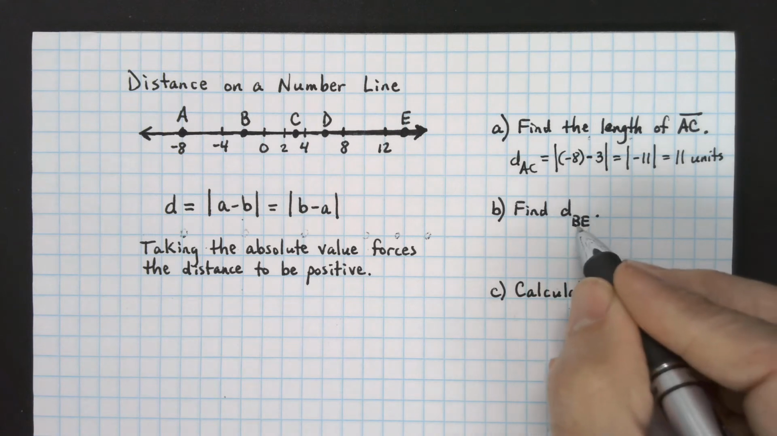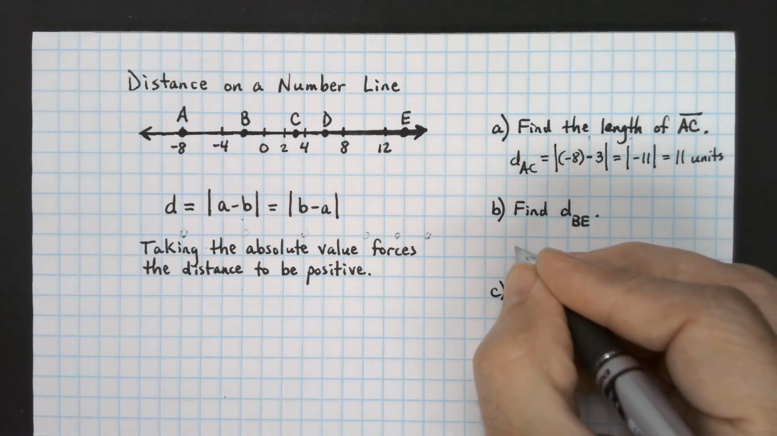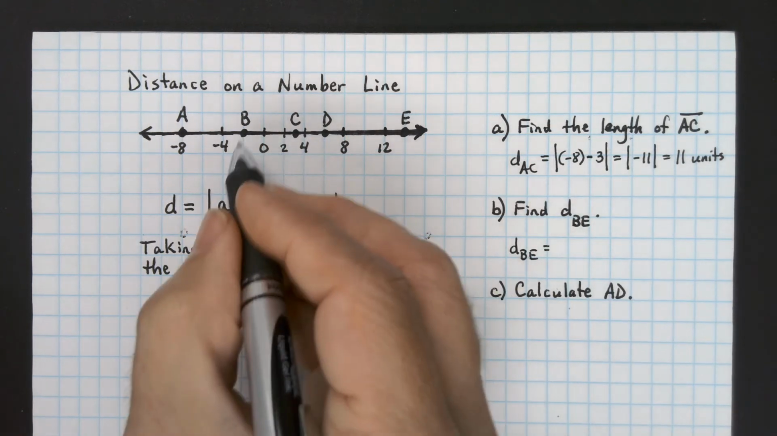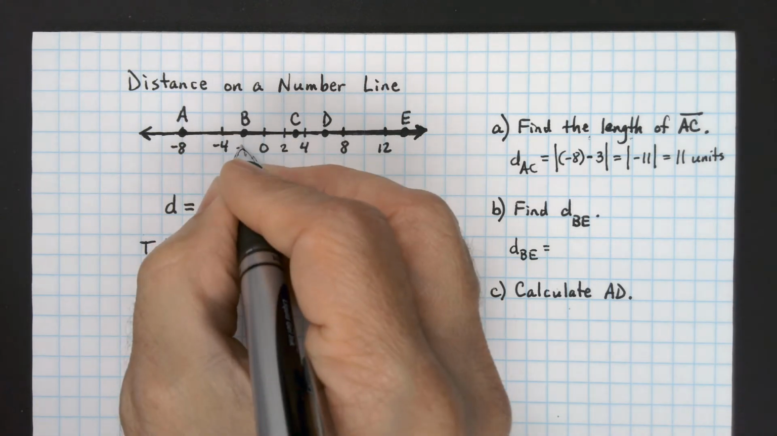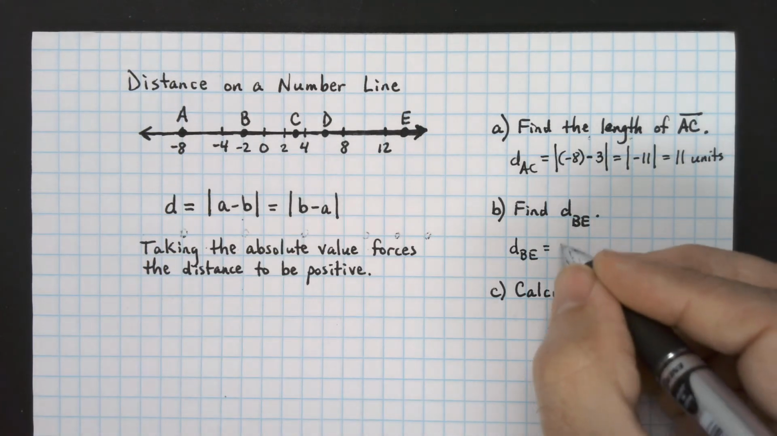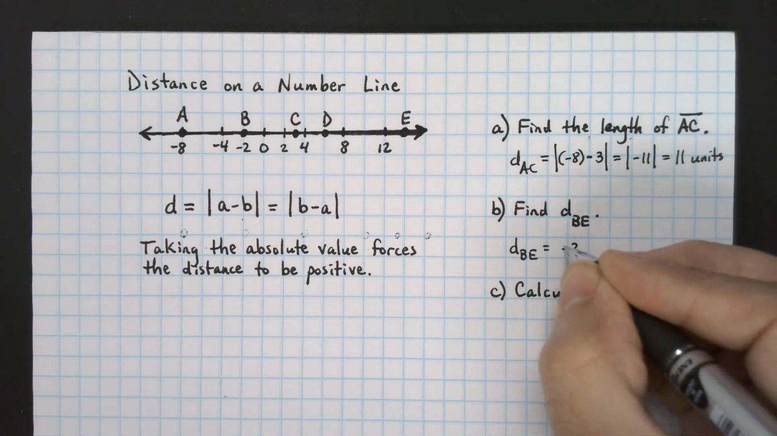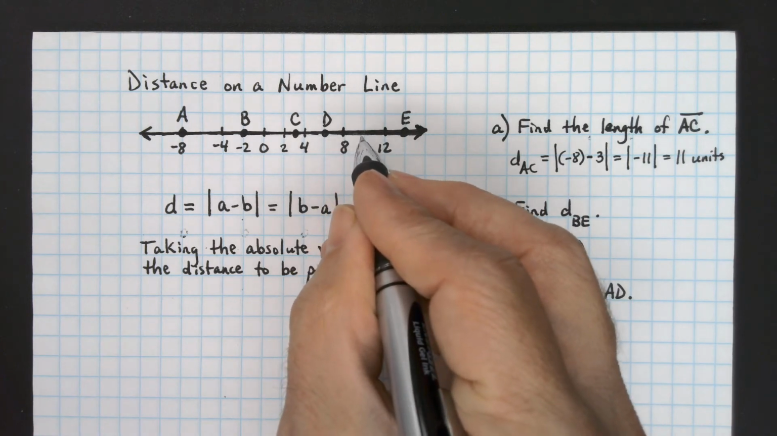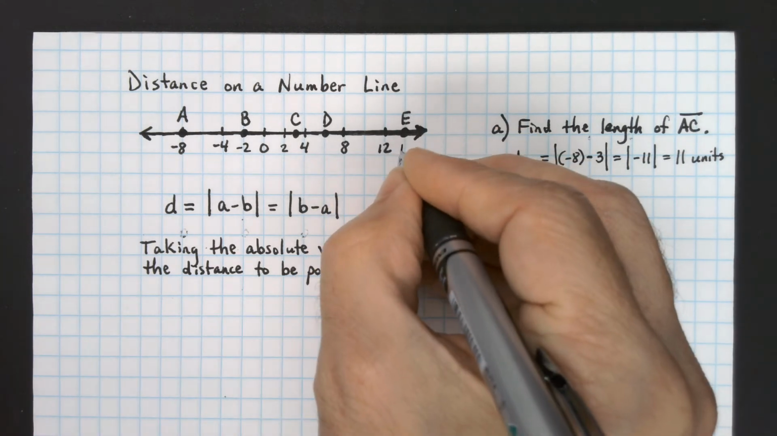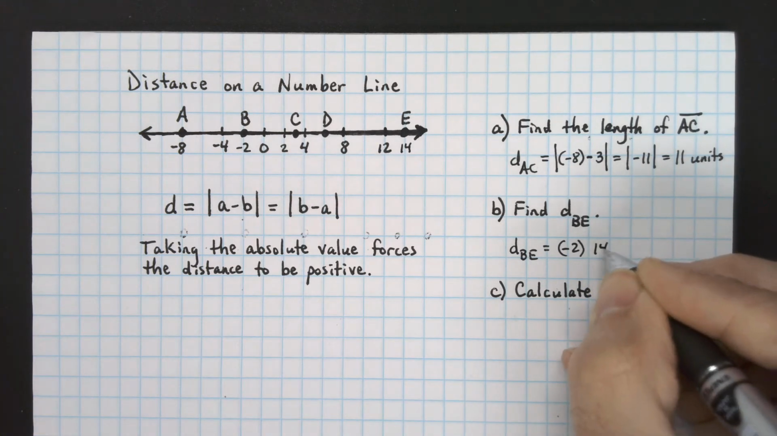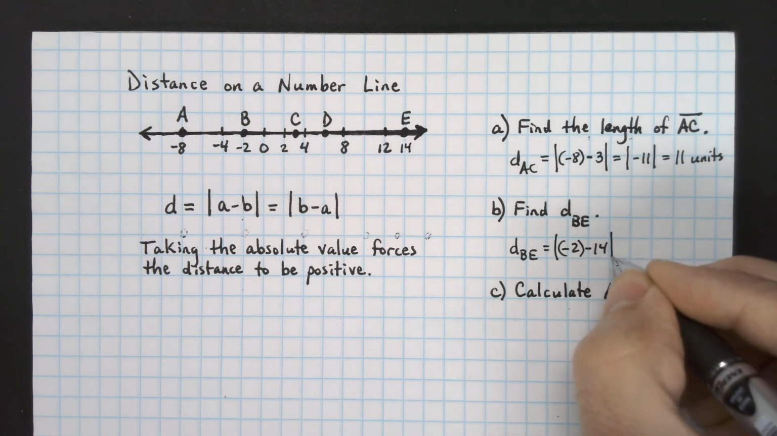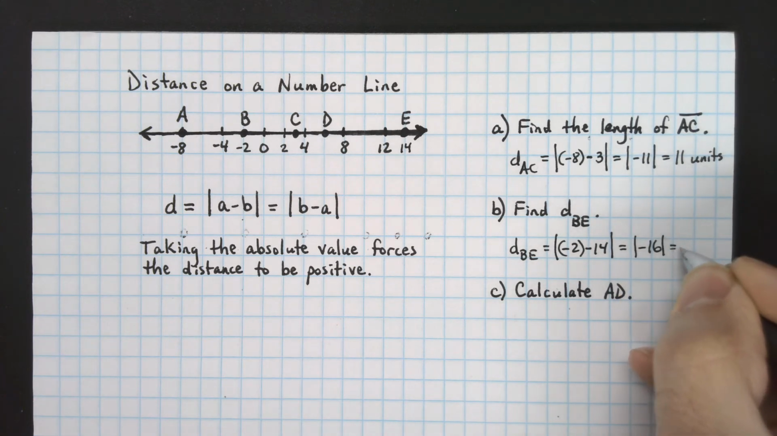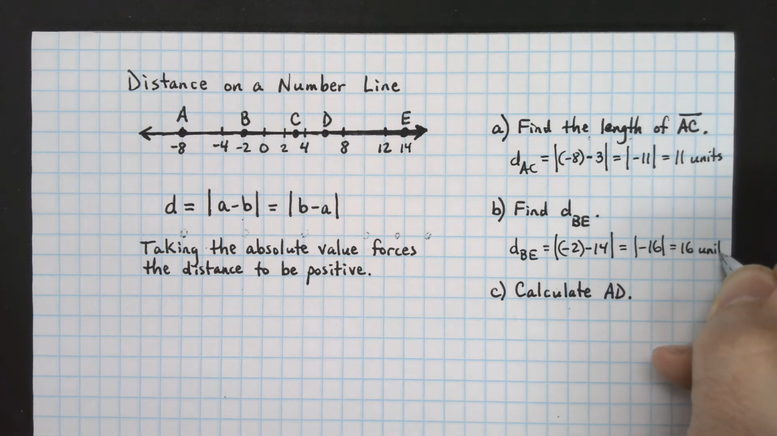If we want to find the distance between points B and E, same sort of thing is taking place here. What we would do is find the coordinate for B. Now it's between -4 and 0, so this would be at about -2, or exactly at -2. And then E is all the way over here. This is 8, 10, 12, 14 for E. We would subtract those and take the absolute value of the result. So we get -16. Absolute value of that would be 16 units.